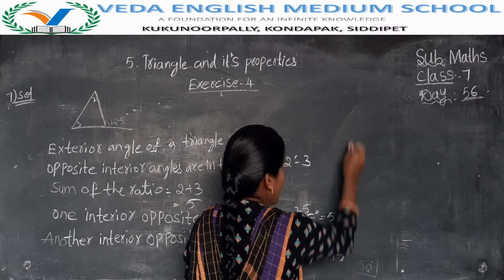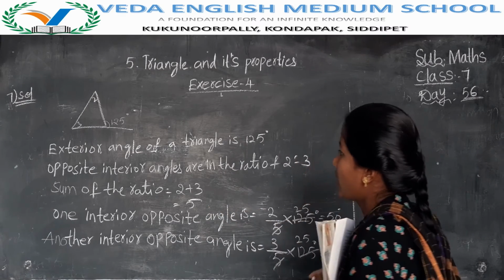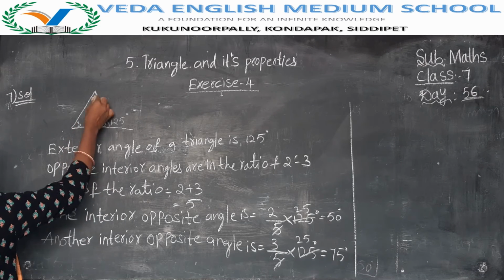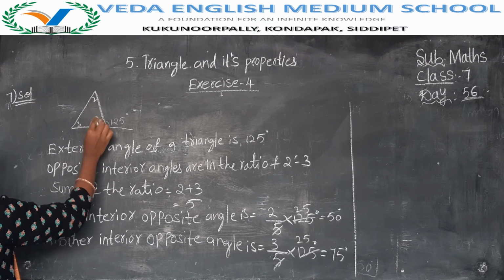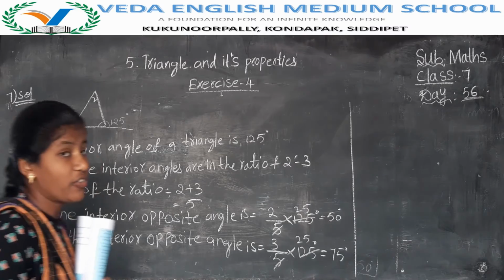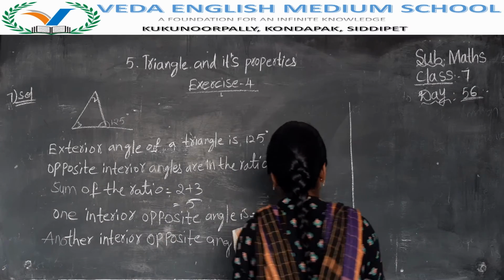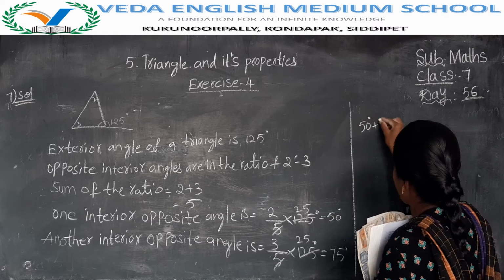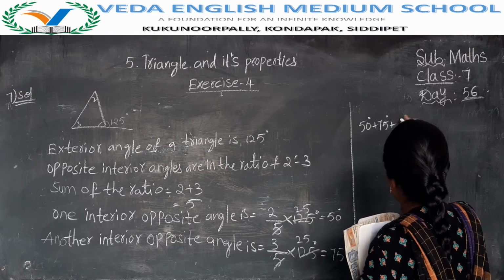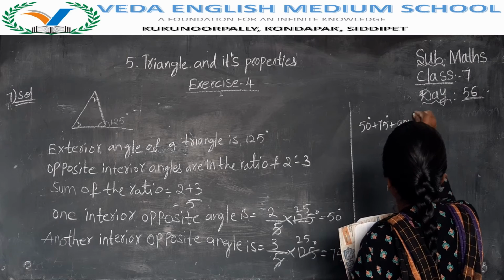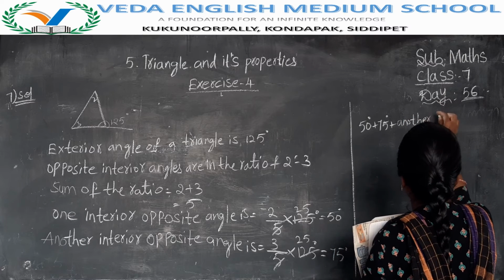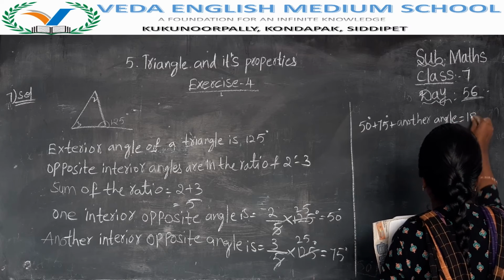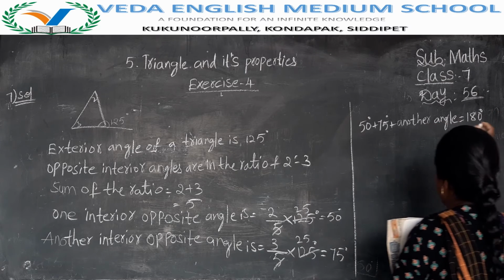Then we have to find one more angle. How to find the other angle? Now we have to find the angles of a triangle. Now we have to find these two angles of a triangle, and find out this also. We have to find that by using the triangle sum property. That means by adding 50 plus 75 plus another angle is equal to 180 degrees. It is by using the triangle sum property.